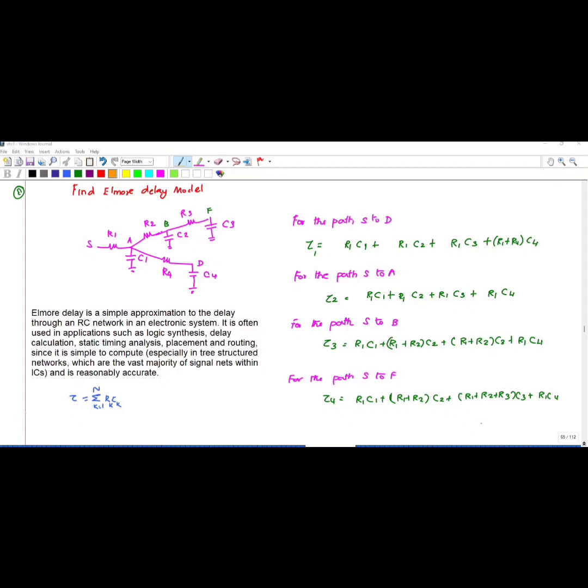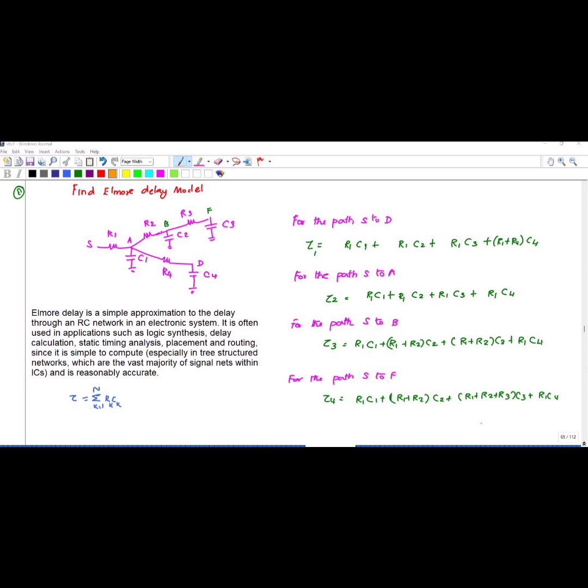In this video, we are going to discuss the Elmore delay model. The Elmore delay model is a simple approximation to the delay through an RC network, a resistor-capacitor network, in an electronic system. It is often used in applications such as logic synthesis, delay calculation, static timing analysis, placement and routing, since it is simple to compute and it is reasonably accurate.